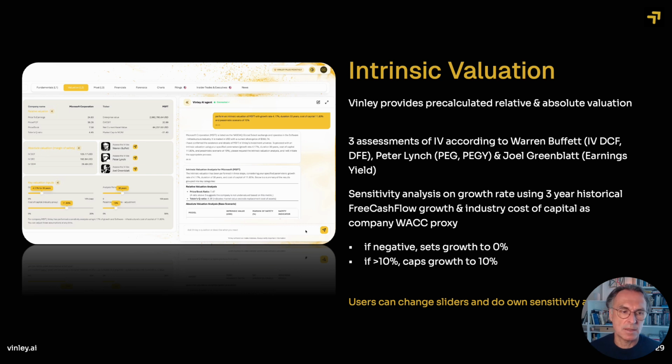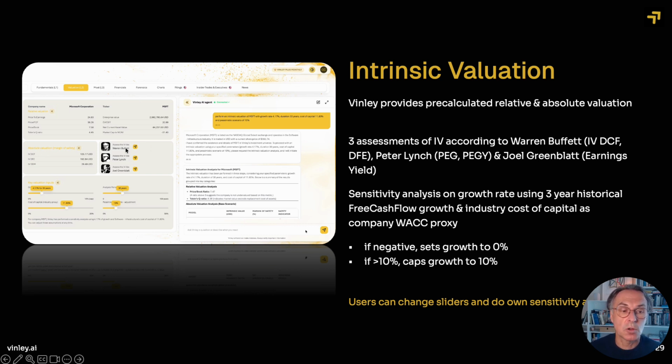I mean, you can modify the sliders as you want, and it will recalculate the IV. We just feel that when you're doing a valuation of a company for the next 10 years, 20 years, 30 years, and the company is growing at 78%, the company will not be able to continue growing at 78%, okay? So that's why we said if the sensitivity analysis on the growth is above 10%, we're going to cap it at 10. We're going to mention it. So you're going to see in the explanation of Vinley here, it will say that I have capped the growth, and it will tell you what was actually the original 3-year average historical free cash flow growth. Okay, so this is what we call sensitivity analysis.